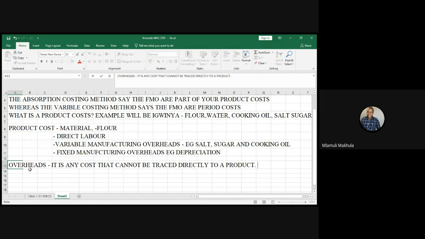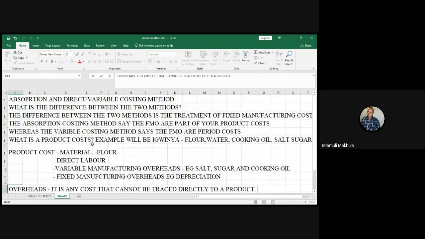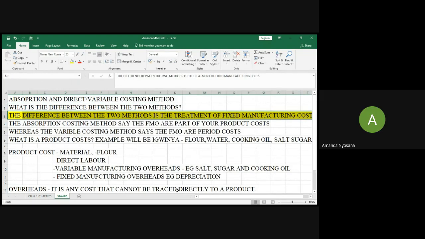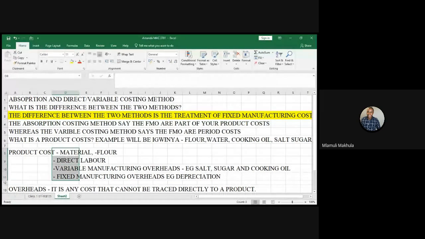All right. Let's go back to the point that I spoke about, where we spoke about the difference. We said the difference is on the treatment of fixed manufacturing overheads. So what does it mean? When we are talking about the absorption costing method, it says when you value your igwinya, Amanda, you need to consider all of these four costs: your material, your direct labor, variable manufacturing overhead, and your fixed manufacturing overhead.